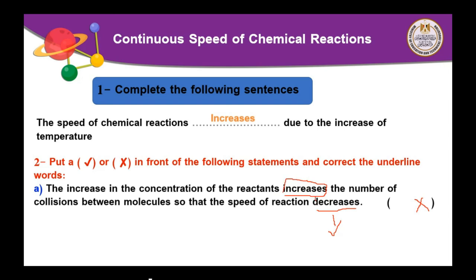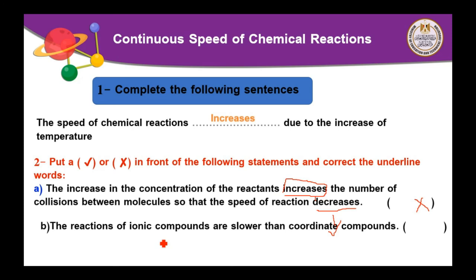Okay? Another one. The reactions of ionic compounds are slower than coordinate compounds. The coordinate compound is the covalent compound. Are ionic compounds slower than covalent compounds? No. Here I will say faster. Faster than coordinate compounds.